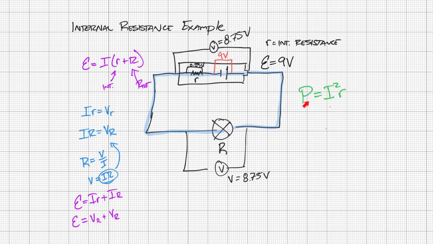So that's a way that we'd be able to calculate the power that is lost due to internal resistance by, A, solving for internal resistance, and then understanding that I squared times r is going to be that much power.